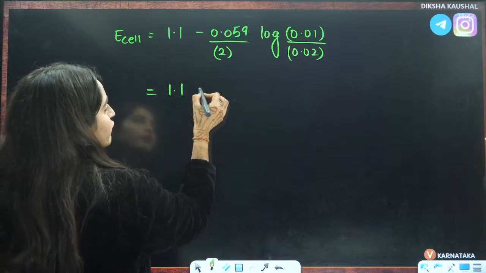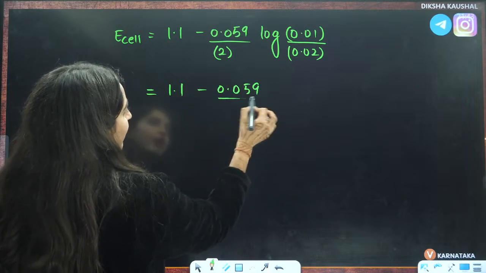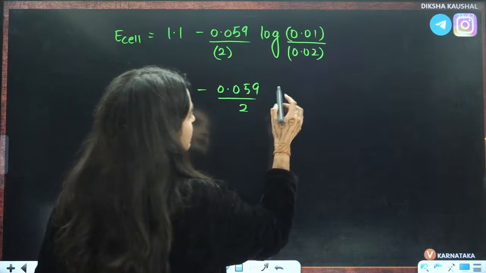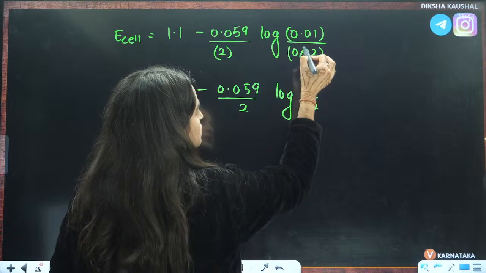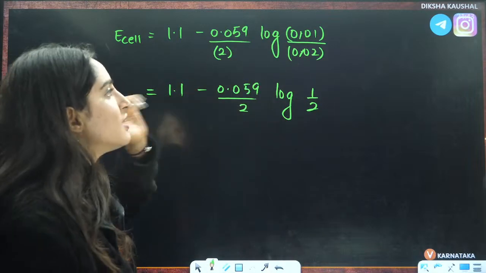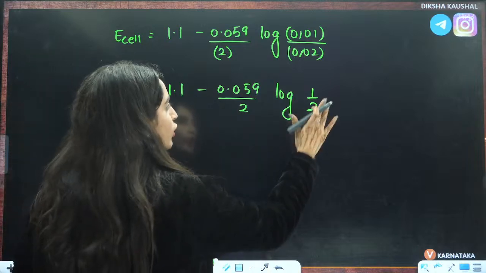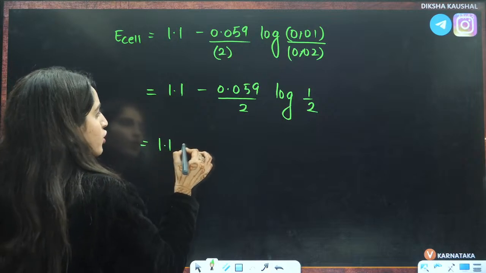So it is 1.1 minus 0.059 divided by 2. Wait a minute. So this will become log of 1 by 2, because these decimals will cancel out each other, right? So it will become 1 by 2. You can also write it as 2 inverse.